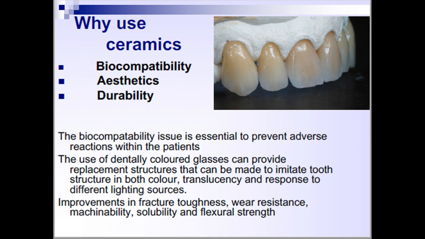So the basic composition is feldspar, alumina, kaolin, quartz, boric oxide, or oxides of non-metals, that is sodium, potassium, or calcium. Then we have metal pigments and metallic oxides. So this is the basic composition for a dental ceramic.